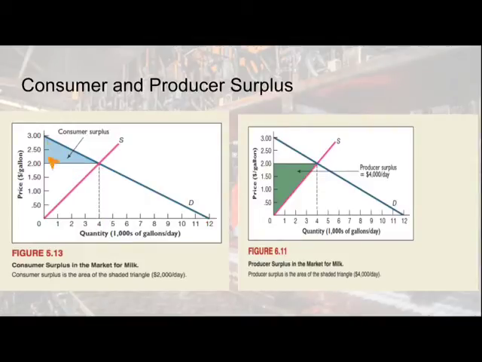So we take that as an area. We notice it's got a height of $1 per gallon, and a base of 4,000 gallons per day. So we remember that the area of a triangle is 1/2 times base times height. We end up getting 1/2 times $1 per gallon times 4,000 gallons, and we end up with $2,000 per day. Notice that the units are in dollars per day. The gallons of milk cancel out, and we're just talking dollars per day.